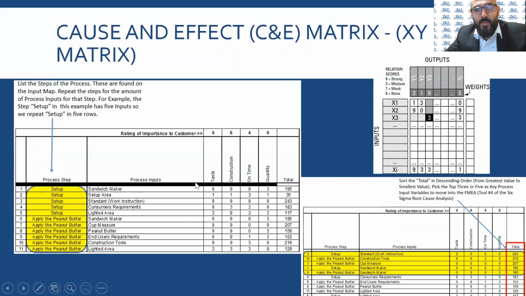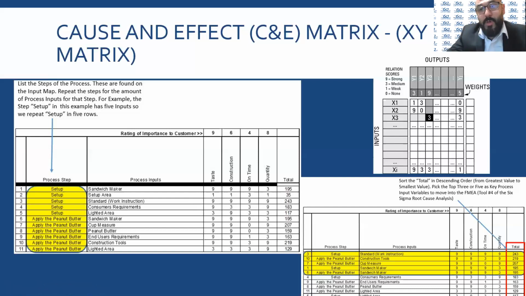So right here, once you finish this step, for the input of that step, you evaluate yourself internally. You say, okay, how did I do with the taste? That would be 9. Construction, oh, it looks very good, so that would be 9. On time, excellent, I was on time, so I'm going to give it 10 or 9. Quality, it's not that good quality, so I'm going to give myself 3. So this is exactly what you need to do.